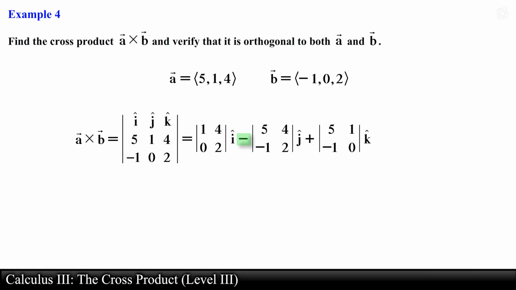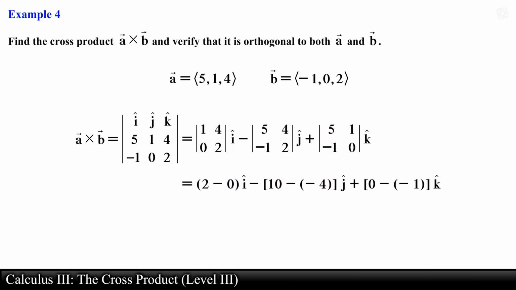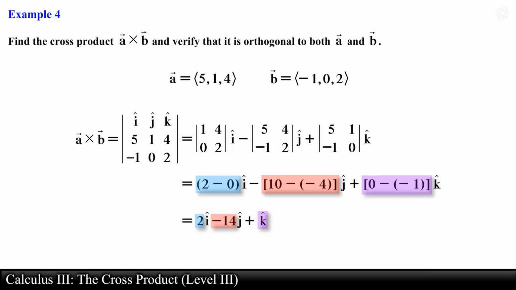Make sure you do not forget the negative sign in the y, or j hat component. This is a common mistake that many students make. Next, we go ahead and find the determinants of the 2x2 matrices. Then, we simplify each component, obtaining the following components for the cross product.